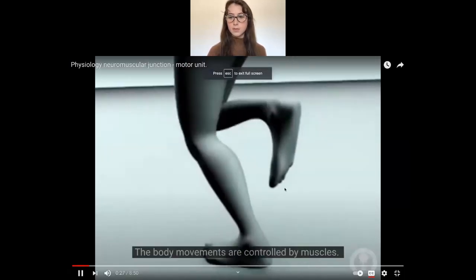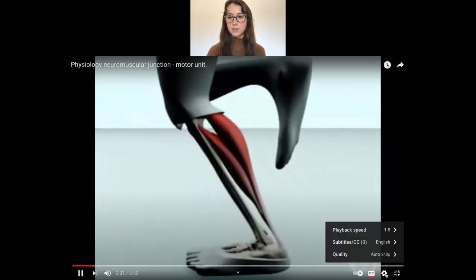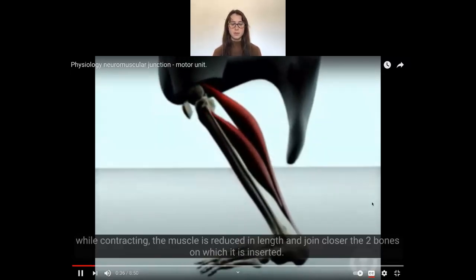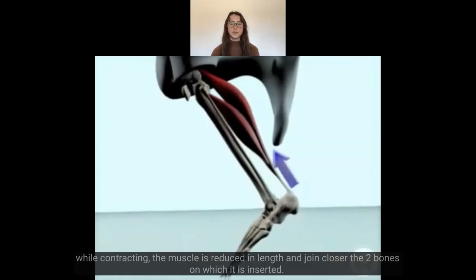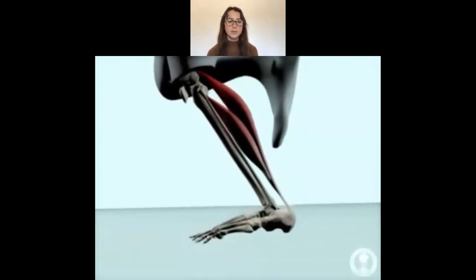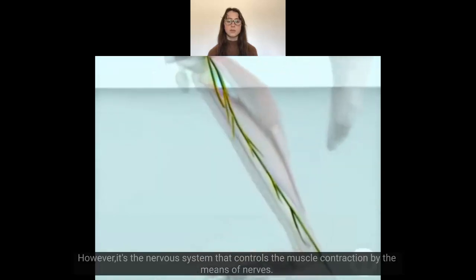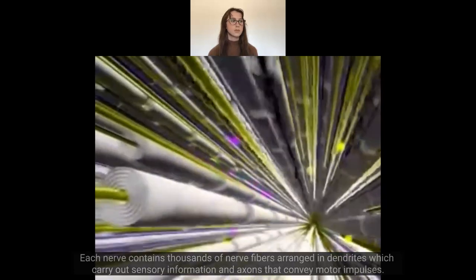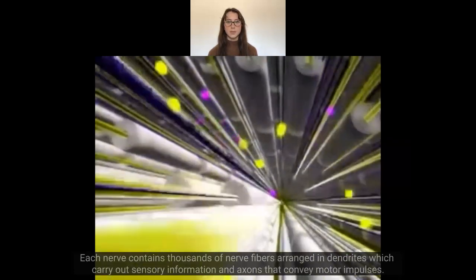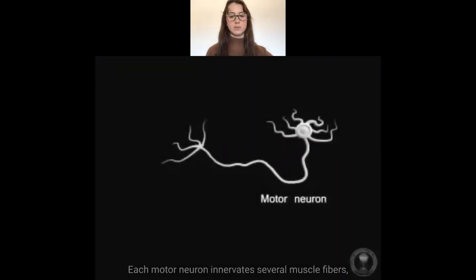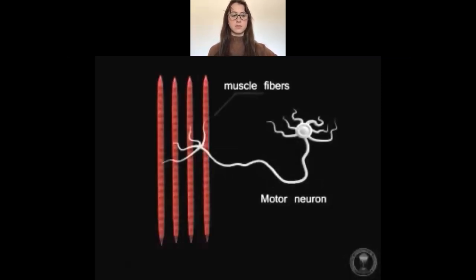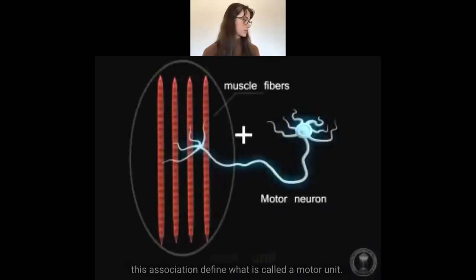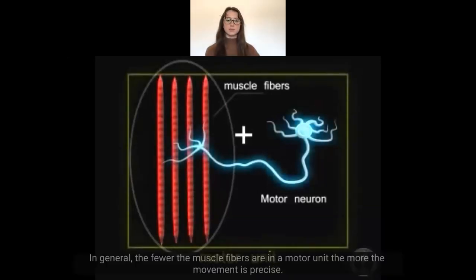The body movements are controlled by muscles. While contracting, the muscle is reduced in length and joins closer the two bones on which it's inserted. However, it's the nervous system that controls the muscle contraction by the means of nerves. Each nerve contains thousands of nerve fibers arranged in dendrites, which carry out sensory information, and axons that convey motor impulses. Each motor neuron innervates several muscle fibers. This association defines what is called a motor unit. In general, the fewer the muscle fibers are in a motor unit, the more the movement is precise.